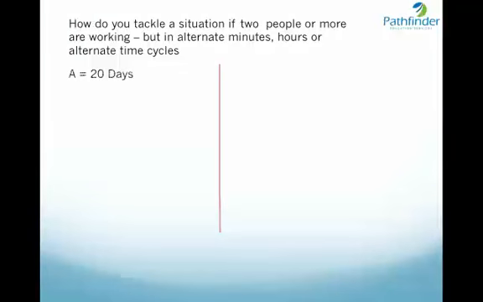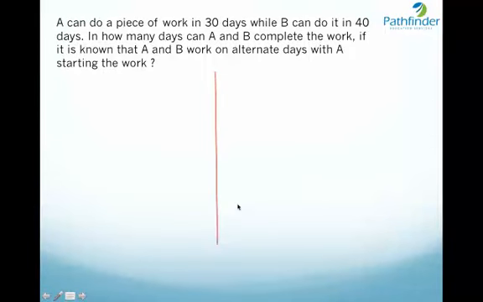Let us look at one more question. A can do a piece of work in 30 days while B can do it in 40 days. In how many days can A and B both complete the work if it is known that A and B work on alternate days with A starting the work? Again, we have A who can complete the work in 30 days and B who can complete the same work in 40 days.